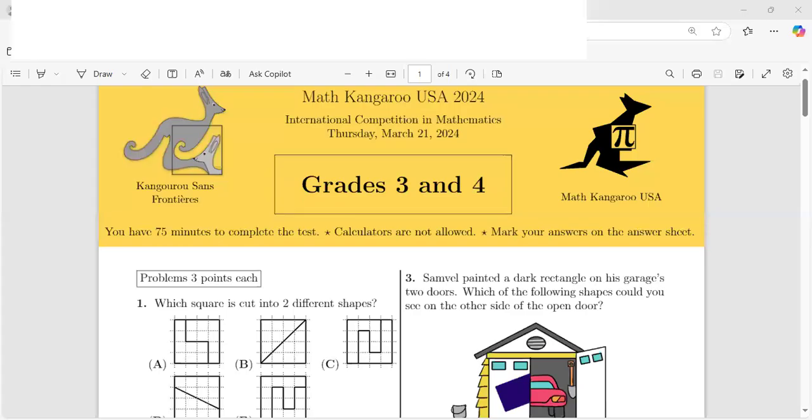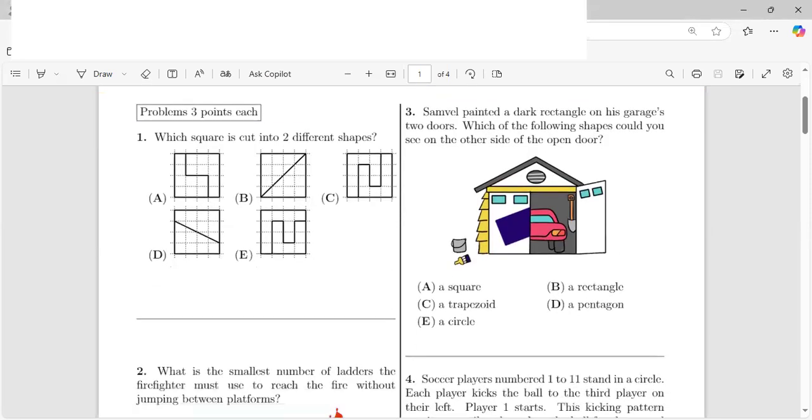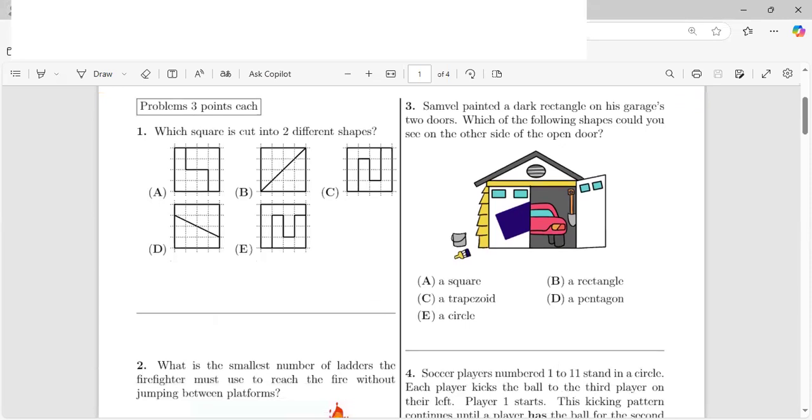Hello friends, today we will be doing the Math Kangaroo year 2024 grade 3 and 4 paper. We'll try to solve all the questions. Let's start with the first question, which is: which square is cut into two different shapes?